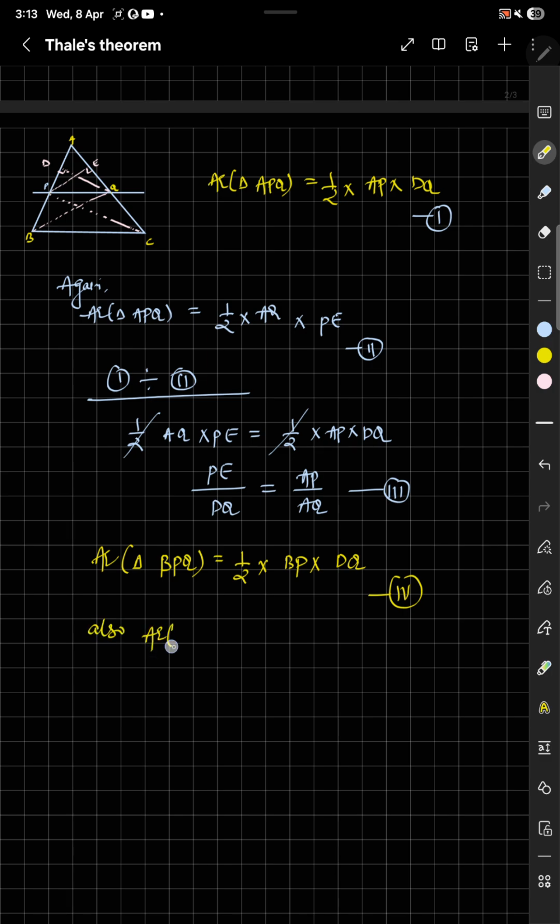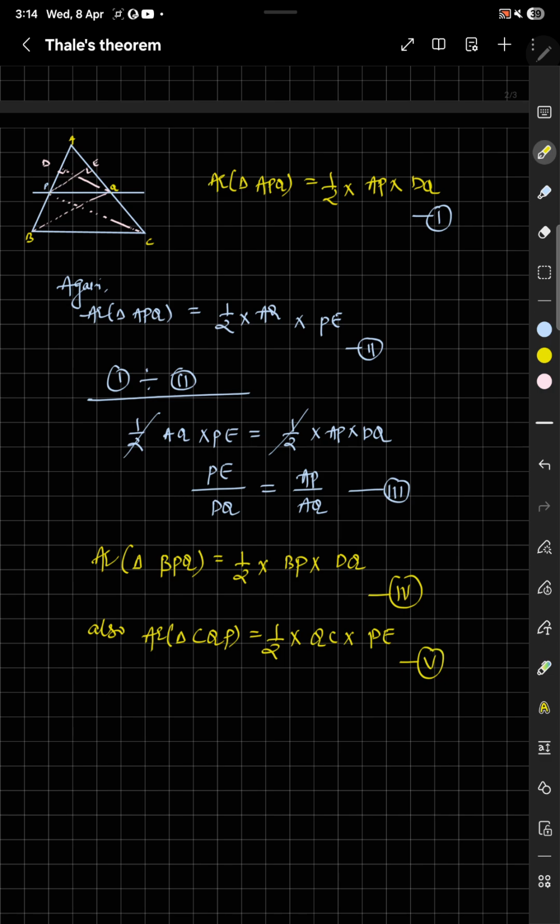Also area of triangle CQP is equal to 1 by 2 into, its base is QC, and its height is, this is the triangle and this is its height, right? So here we have QC into PE. Name this 5.